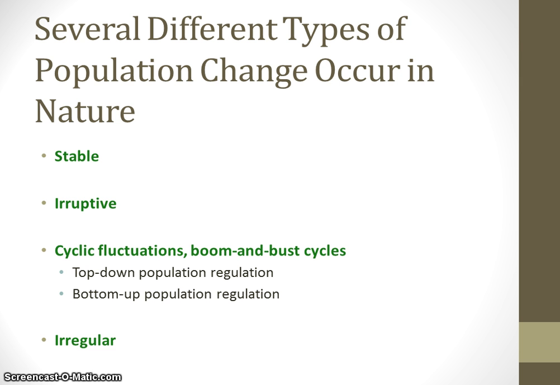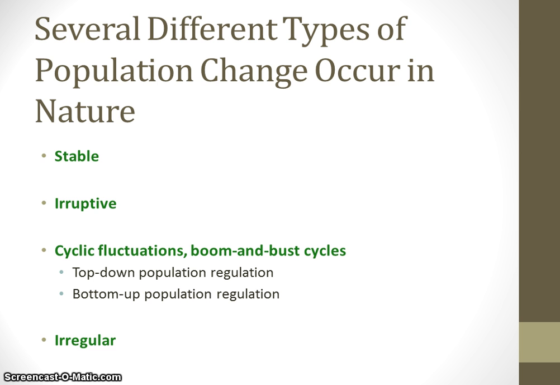Now, there is debate on whether it is a top-down control or a bottom-up control. So the question there is, are the mice controlling how big the weasel population gets, or is the weasel population controlling how big the mice population gets? And there is still a lot of debate amongst ecologists about that, and I believe you even have a question about that on your lab follow-up.